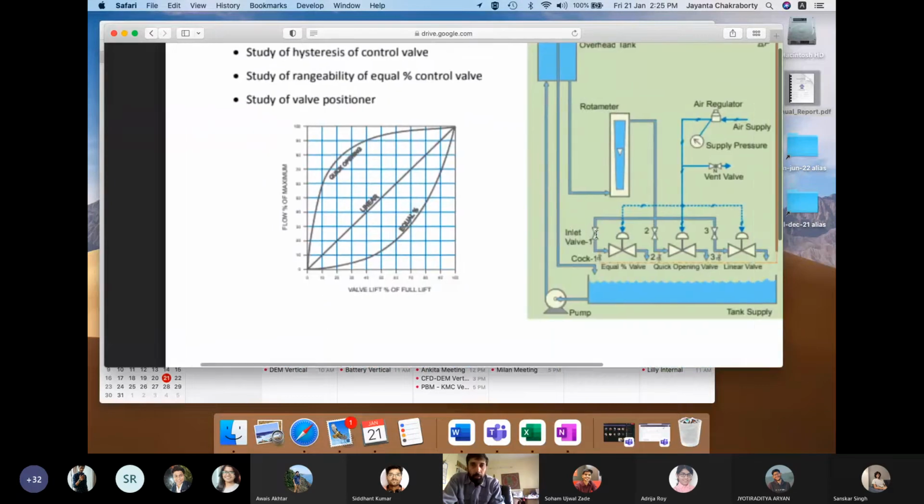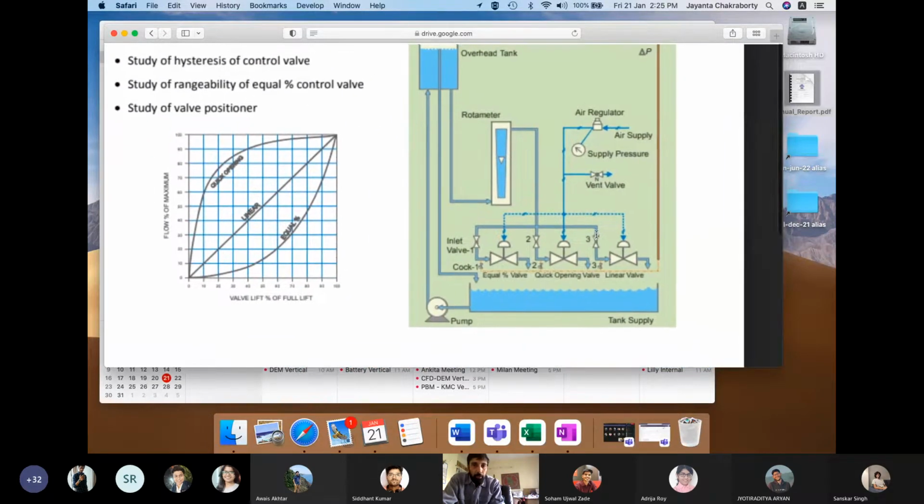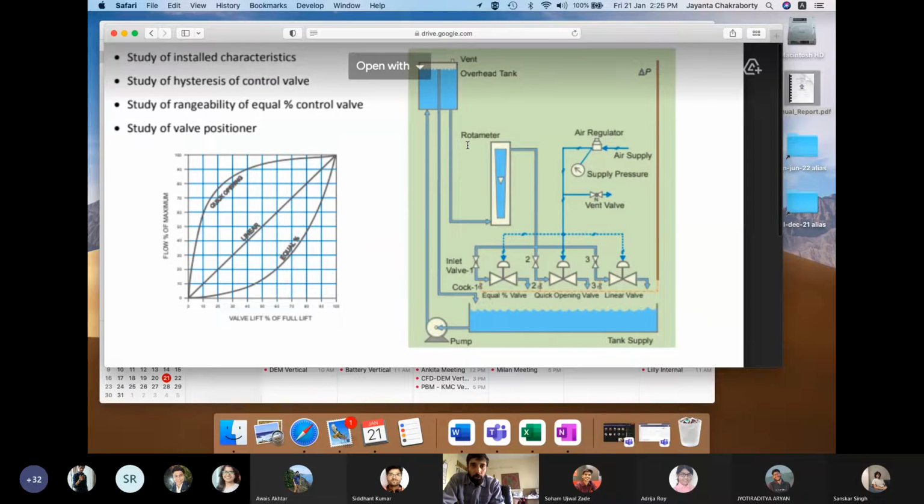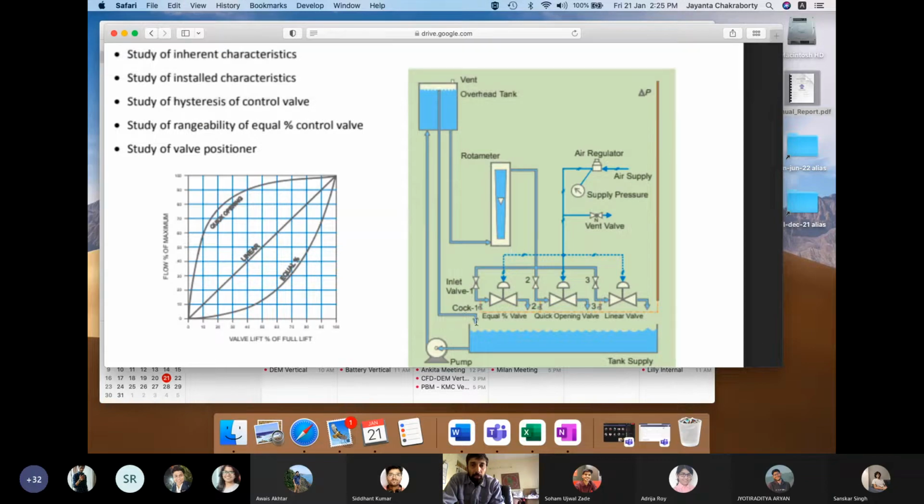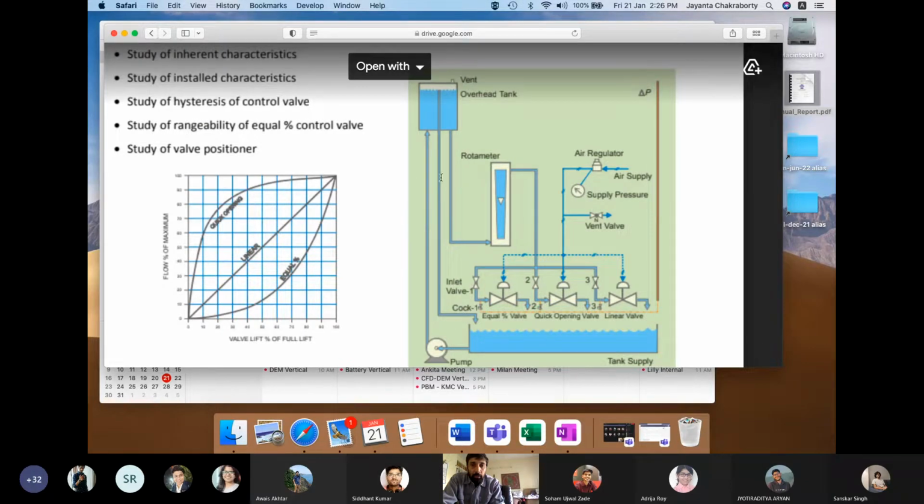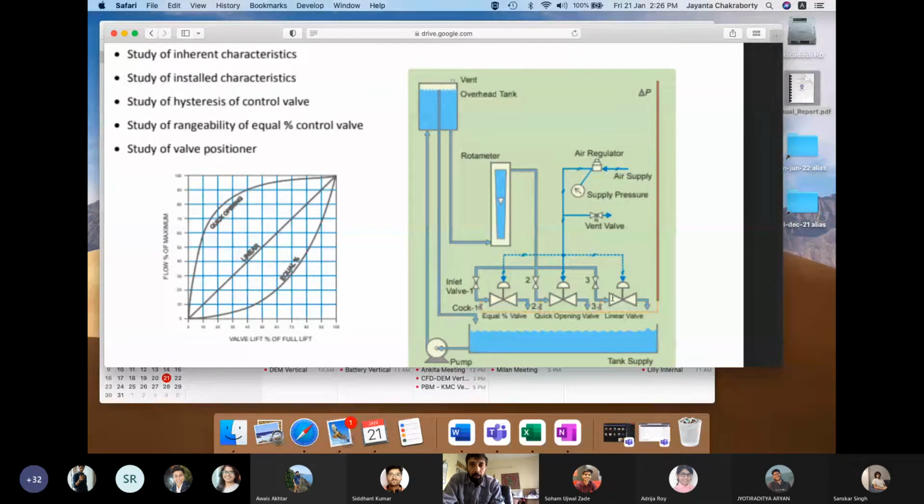Here is the diagram. I think this is good. Yeah. So this is the overhead tank I was talking about. This one is the overflow line. This is the line which feeds the valves. It goes through a rotameter, and it comes to the valve. This is the common header, and it goes to valve 1, valve 2, valve 3, depending on which gate valve you keep open.